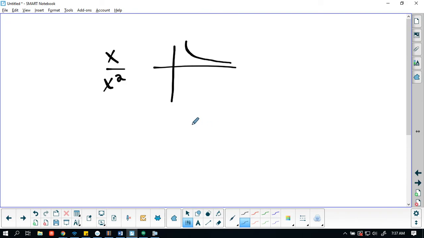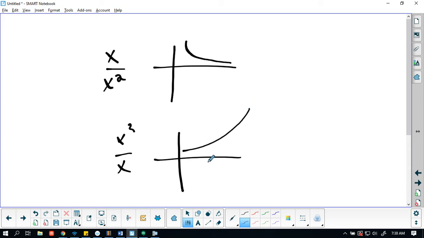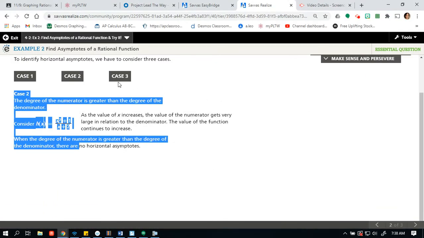Because again, we'll see something like this, x squared over x. And it'll just look like that. It'll just keep increasing. Basically, this will cancel this out in our case, and this would be x. So that gives you an idea that this just grows. We don't have a horizontal asymptote if the degree of the numerator is bigger.